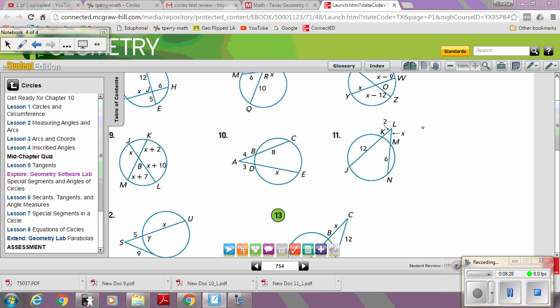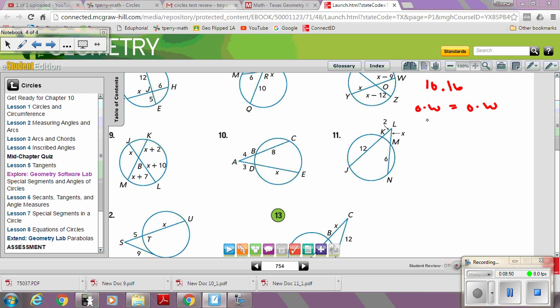Number 11, you have two secants. So we're going to use 10.16, which we haven't practiced yet. 10.16 says outside times whole secant is equal to outside times the whole secant.